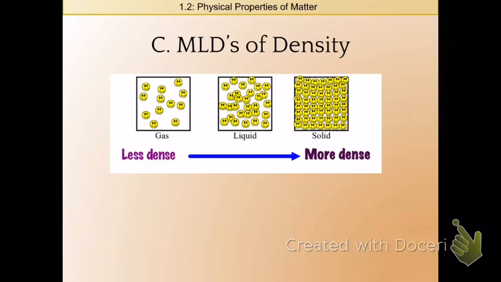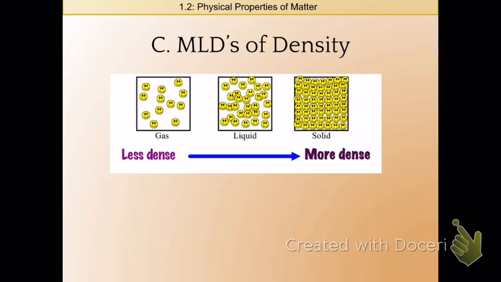So if you look at a gas, the molecules in a gas are very, very spread apart. In a liquid, they're closer together. And in a solid, they're the closest yet. Now, each one of these samples, the gas, the liquid, and the solid, as you'll notice, is the exact same volume. The box is the same size. The difference being the amount of particles in the box.